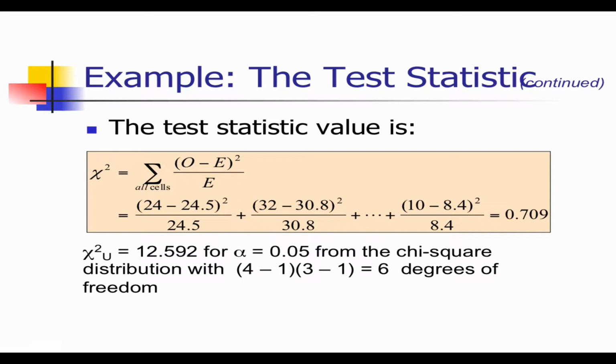Yes? So in the assumptions, you said that you couldn't have a cell less than 1 or more than 1/5 of the cells less than 5. If that were the case, could you normalize all of your cells?